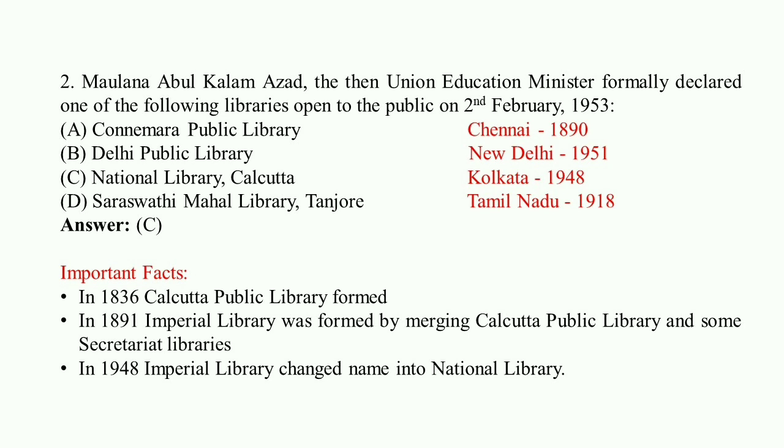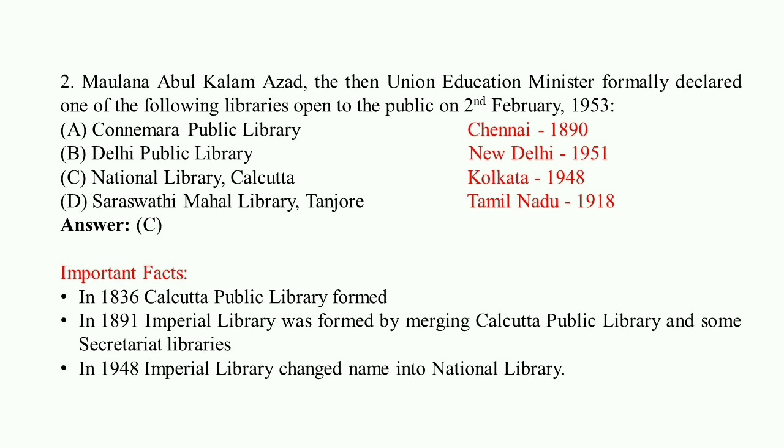From these four libraries, which library was opened on 2nd February 1953 for the public? The right one is C, National Library Calcutta. I have written the name of the library, and beside the name, I have written the place of the library and the date of establishment.